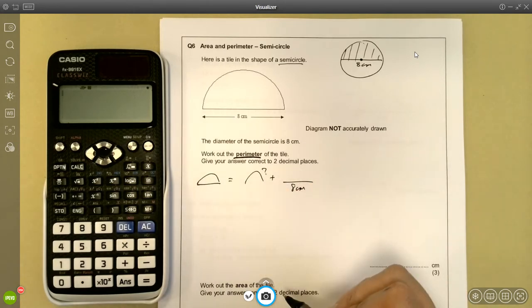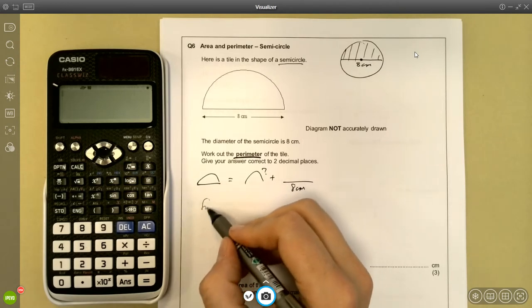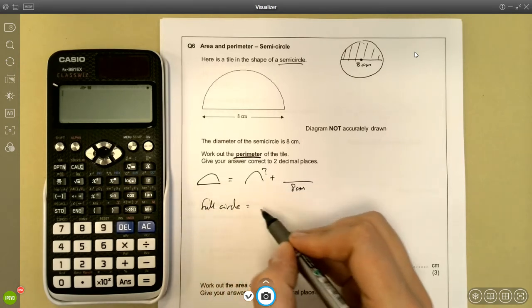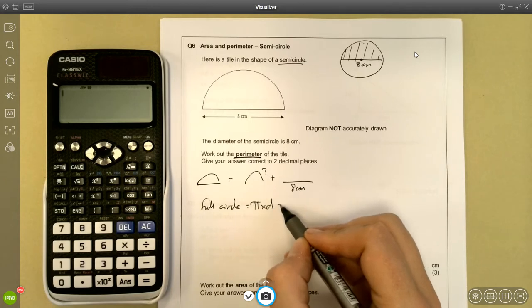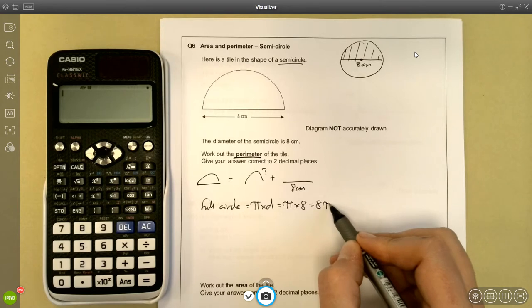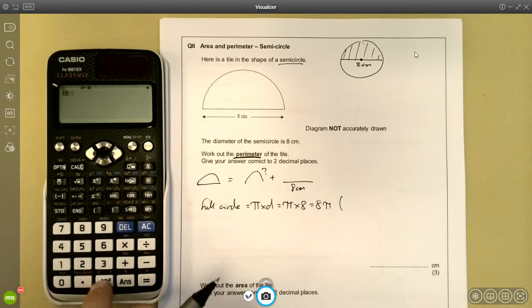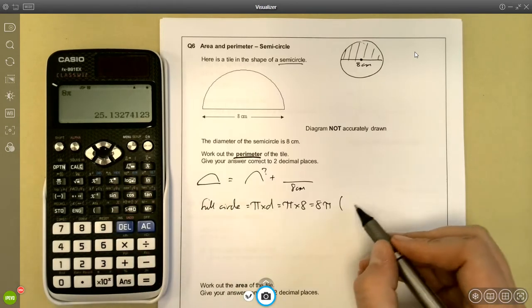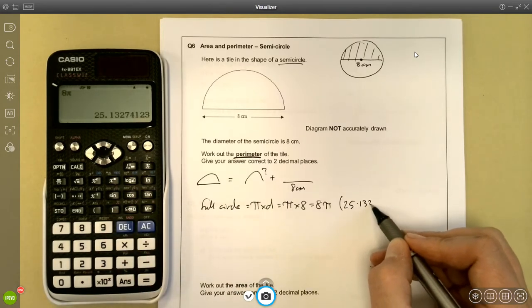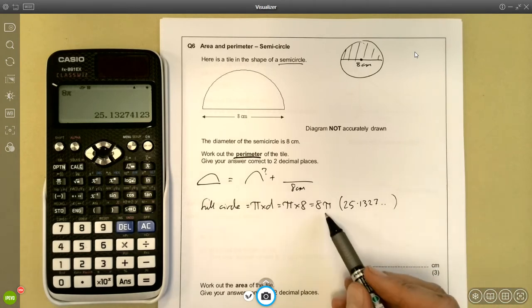The curved part, well, this is where you're going to need circumference of a circle and then circumference of a semicircle. So a full circle is pi times its diameter. So it would be pi times by the diameter of 8, which is 8 pi. All right, if I use my calculator here, I can just put 8 pi in and press SD. It's 25.1327, etc. It's actually easy to keep working with that.